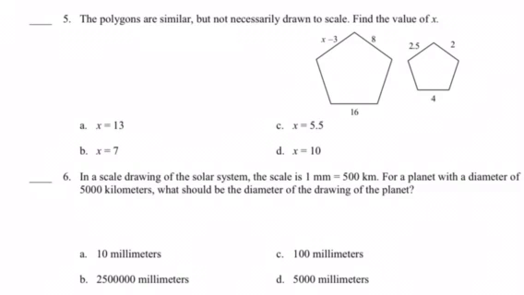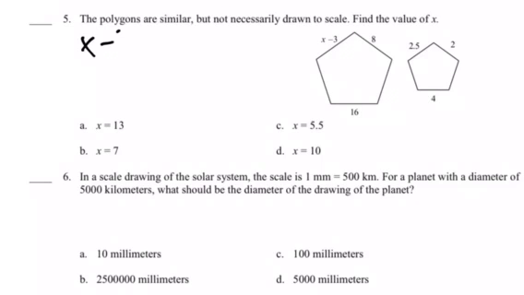Moving on to page 2, we get number 5. So the polygons are similar, but not necessarily drawn to scale. They want us to find the value of x. The only place x is, is right here, in this side, x minus 3, so we just set up a proportion in order to find the value of x. So the x minus 3 would correspond to the 2.5, the 8 corresponds to the 2, and the 16 corresponds to the 4. So I have a couple options as far as how I would set up that proportion.